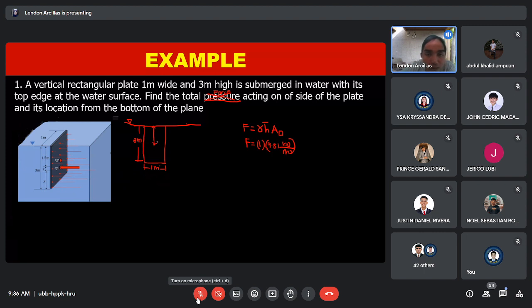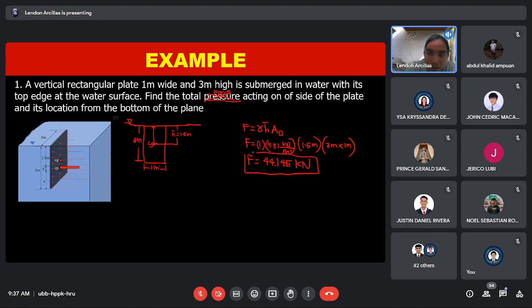So, how do we find the centroid of the rectangle? That is just half of the height, diba? H-bar is equal to 1.5, times area ng rectangle, that is 3 meters by 1 meter. So, that is the total hydrostatic force. Okay, so this is CG. 44.145 kilonewton, right?